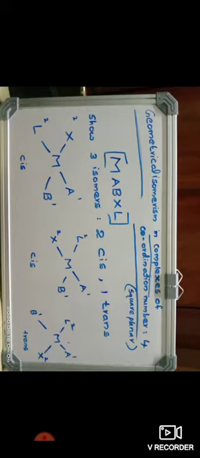Another square planar complex, the general formula is MABXL, with 4 different ligands. This type of complex will show 3 isomers, 2 cis isomers and 1 trans isomer. The arrangement of it is given here. A, B are adjacent to each other in the first one. In the second one also A, B are adjacent to each other, but the other two groups changed their positions. When we just rotate it, we will get this type of configuration.